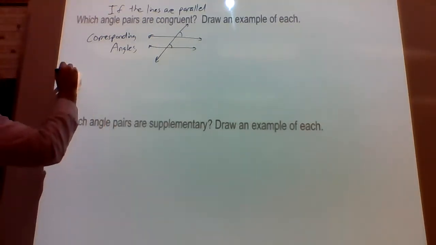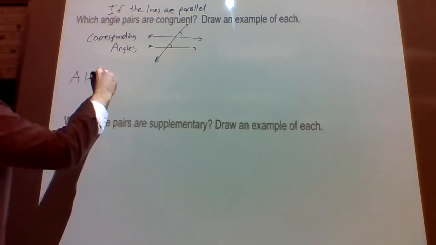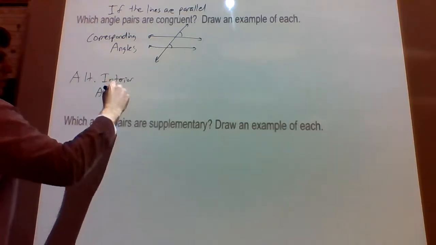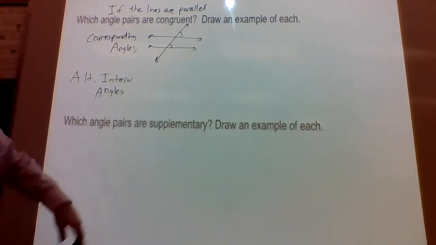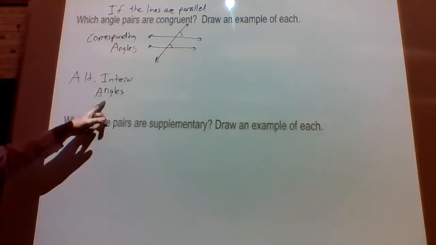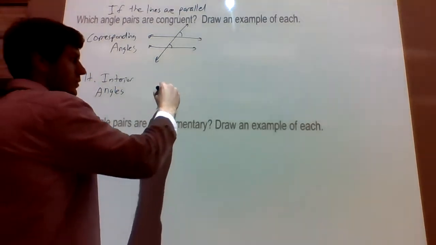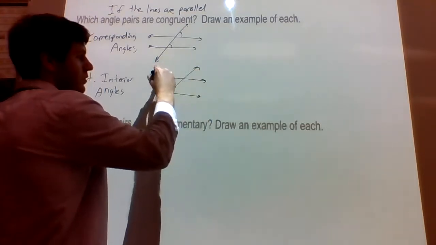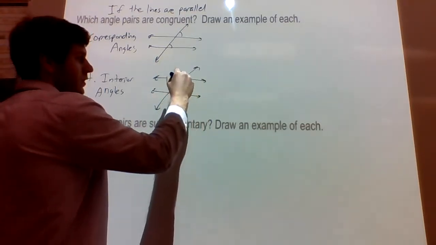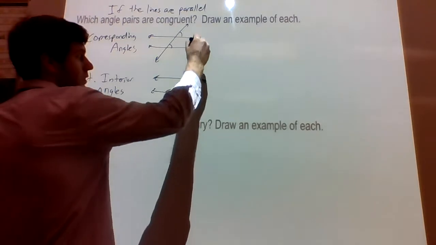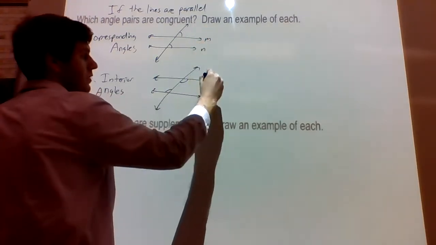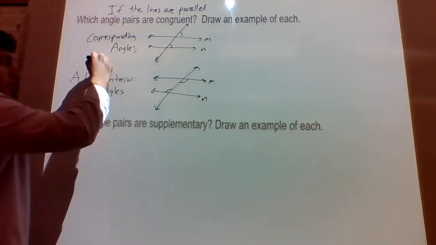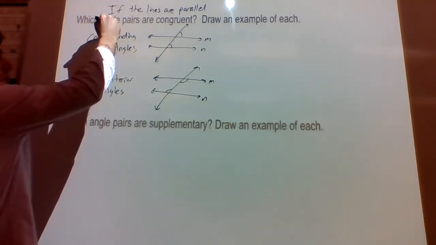We also know alternate interior. The alternate interior angle theorem says if the lines are parallel, then the alternate interior angles are congruent. Okay. So here we have a transversal cutting through two parallel lines, and these are going to be our alternate interior. So this is M and N, and M is parallel to N.